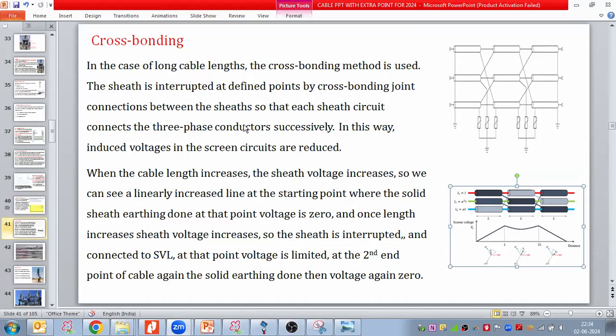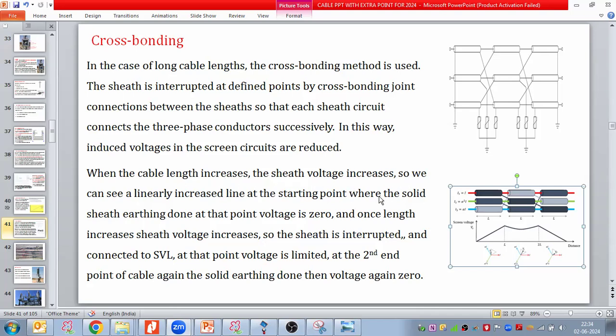Connection between the sheaths so that each sheath circuit connects the three-phase conductors successively. In this way, induced voltage in the screen circuit is reduced or limited. When the cable length increases, the sheath voltage increases.